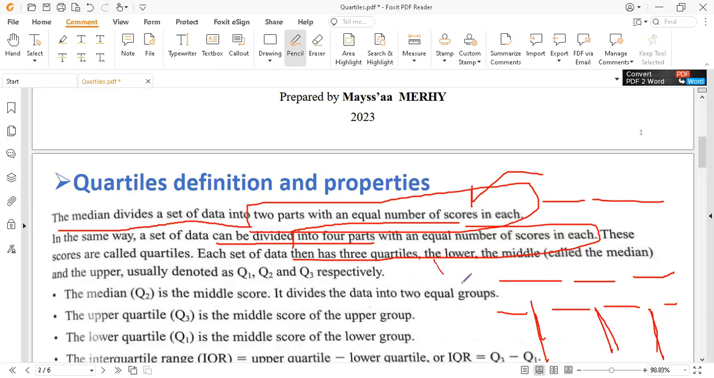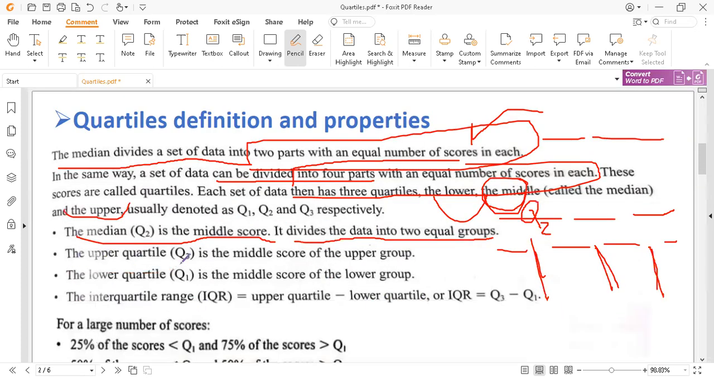Normally the lower, the middle, and the upper. We should know that the middle, denoted by Q2, is the same as the median. So the median Q2 is the middle score. It divides the set into 2 equal groups. The upper quartile Q3 is the middle score of the upper group.